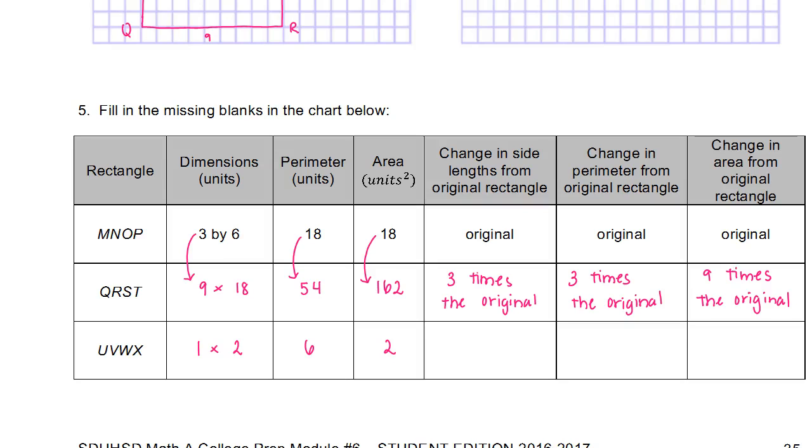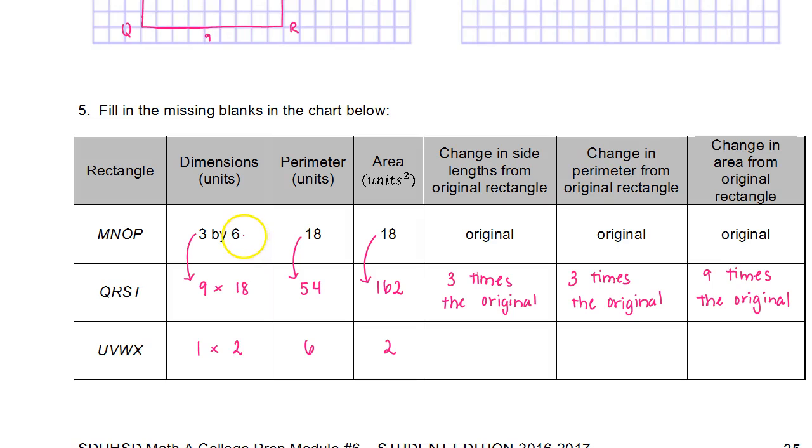Okay, so picking up where we left off, if we look at the smaller rectangle UVWX, the dimensions are 1 by 2. If we add all of the sides, 1 plus 2 plus 1 plus 2, we get a perimeter of 6 units. If we multiply the length times the width, we get an area of 2 square units. And now we're looking at the changes.